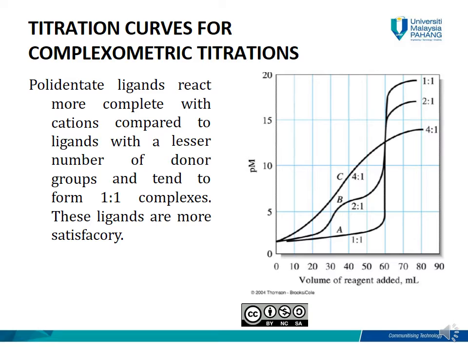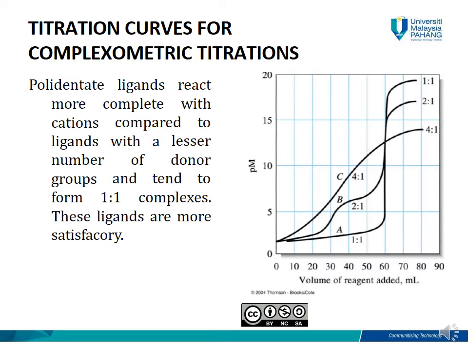Okay, now let's look at the titration curve of complexometric titration. Here you can see the same kind of curve that you see with precipitation titration and also acid-base titration. In this case, the y-axis is pM. pM here means the metal: pM equals negative log of the metal concentration.